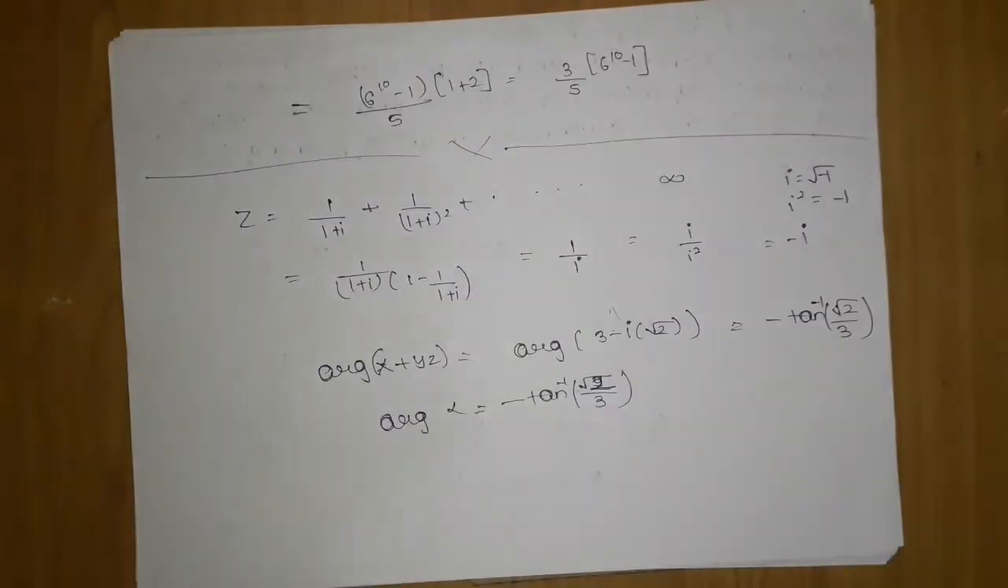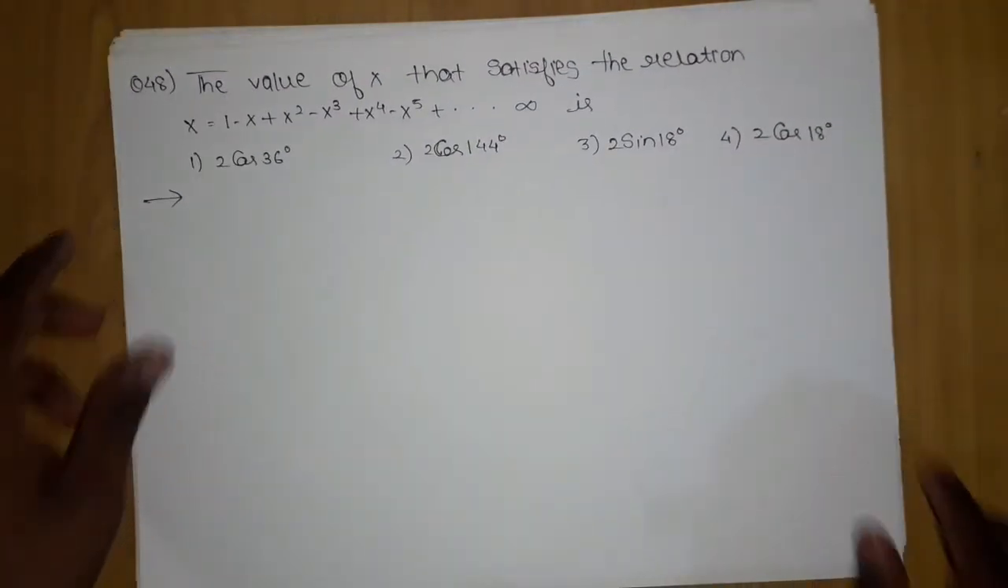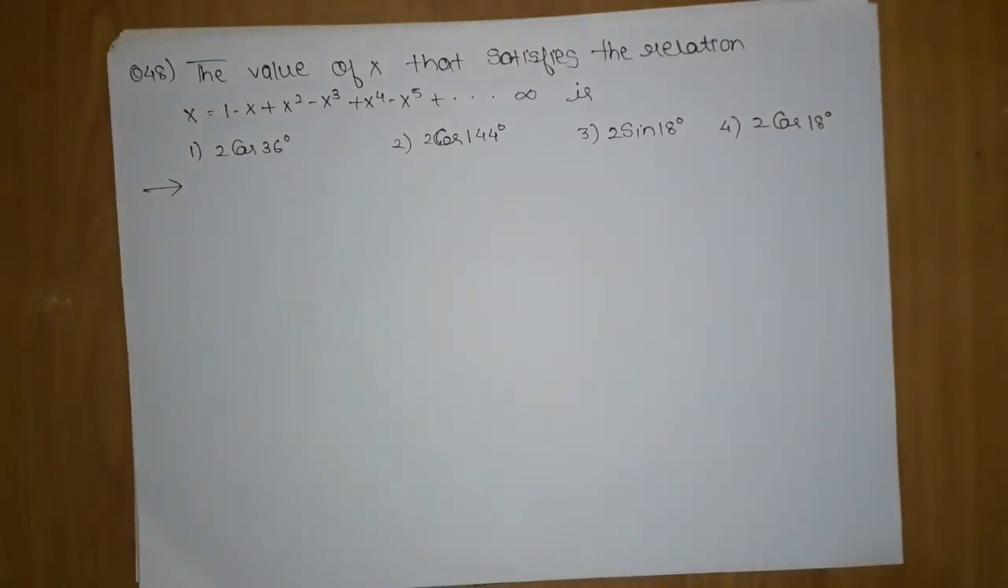Okay, now let's move on to the 40th question. Let me take this page also. The 40th question is like this. The value of x satisfying the relation x is equal to 1 minus x plus x squared minus x cubed plus x raised to 4 minus x raised to 5, and so on till infinity.